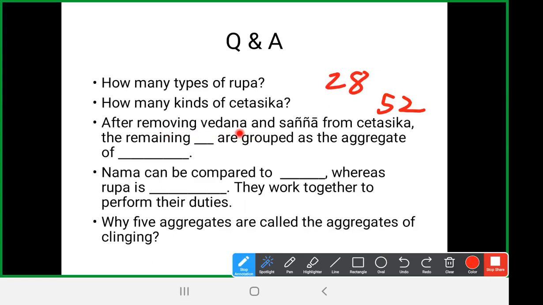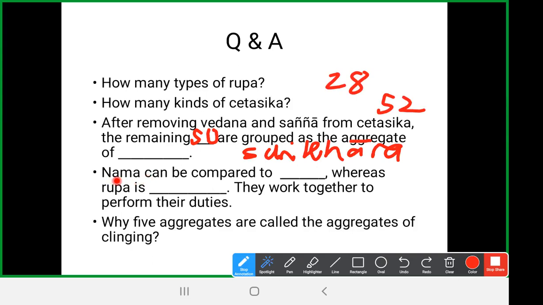After removing the Vedana feeling and Sanna perception from the cetasika, the remaining how many are grouped as an aggregate of what? Remember the 52, remove these two, so how many left? 50. So this 50, how do you call it? Sankhara Khandha. Yes, Sankhara Khandha. All right.